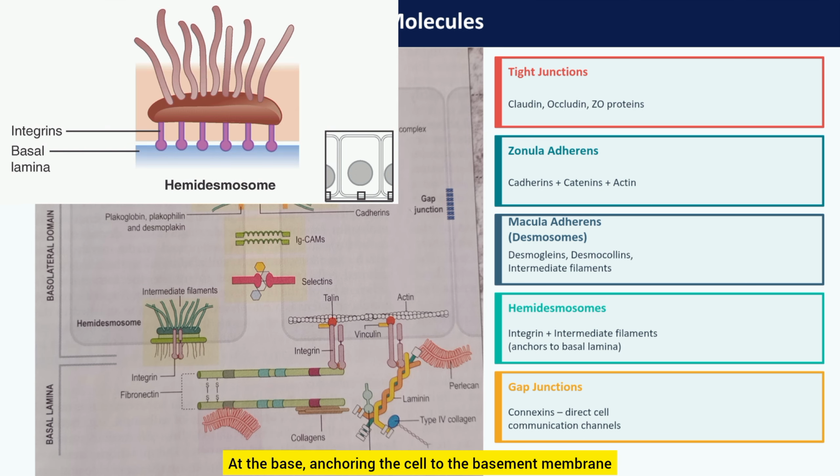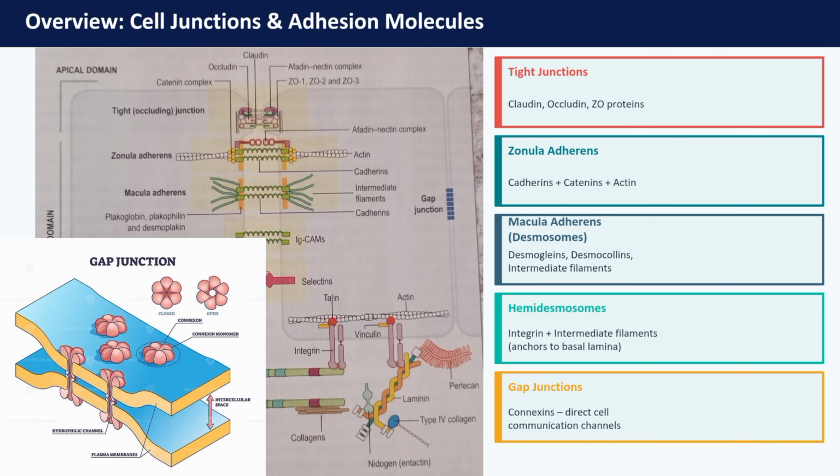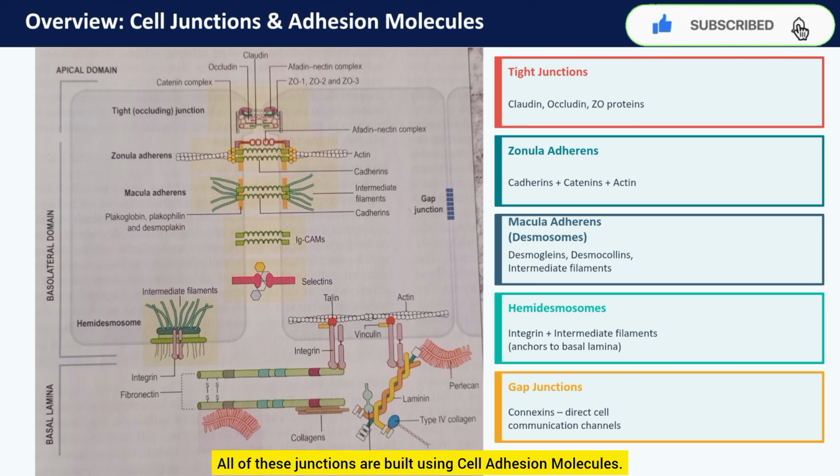At the base, anchoring the cell to the basement membrane, are the hemidesmosomes. And scattered on the lateral walls? Gap junctions, tiny channels for direct communication between cells. All of these junctions are built using cell adhesion molecules. Now let's understand exactly what CAMs are.